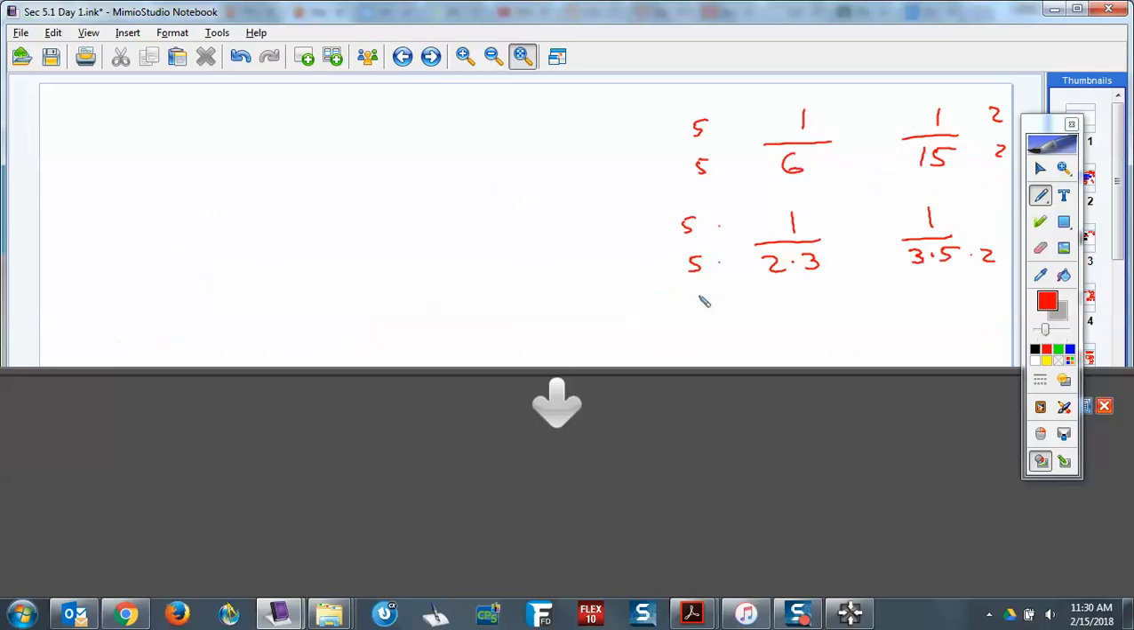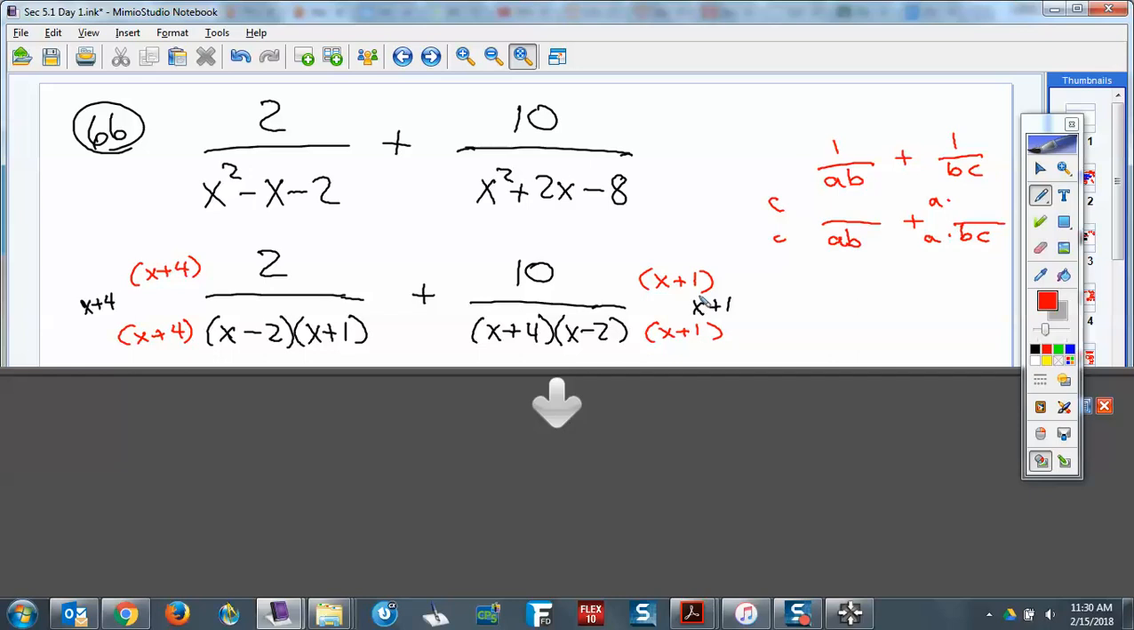Okay? It works whether you're doing 6 and 15 and turning them into 30. And it works if you're doing A over B and B over C, and you're getting a common denominator of ABC. It's really the least common multiple is what it is. You take what they have in, you learned this in 8th grade, 7th grade probably.